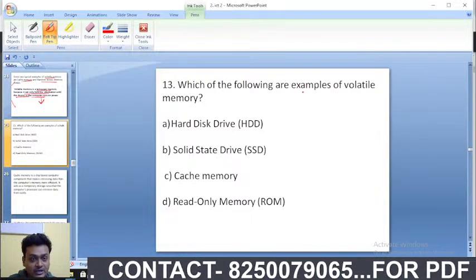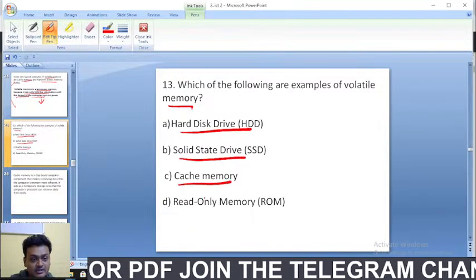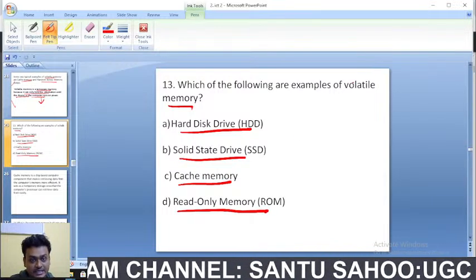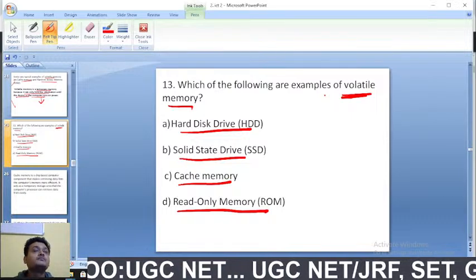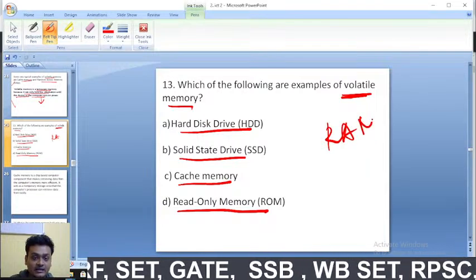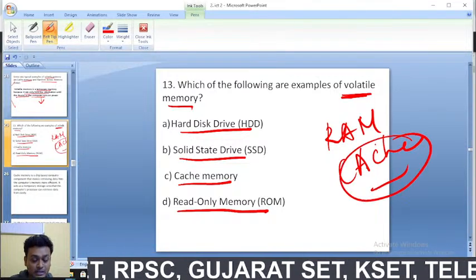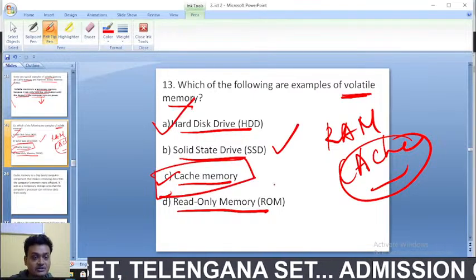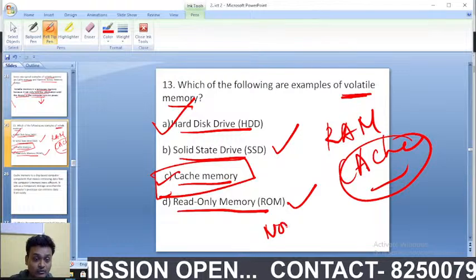Which of the following are examples of volatile memory here? Hard disk drive, solid state drive, cache memory, read only memory. Example of volatile memory. I told you RAM and cache memory are examples of volatile memory. Okay, so cache memory is the volatile memory, whereas hard disk, HDD, SSD, read only memory, they are all non volatile memory. Non volatile.